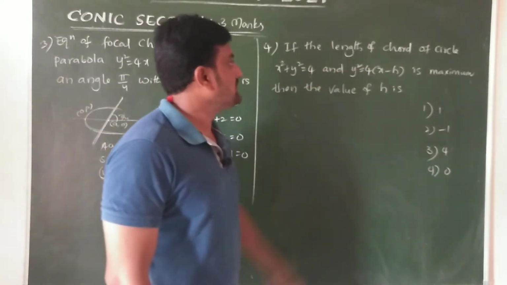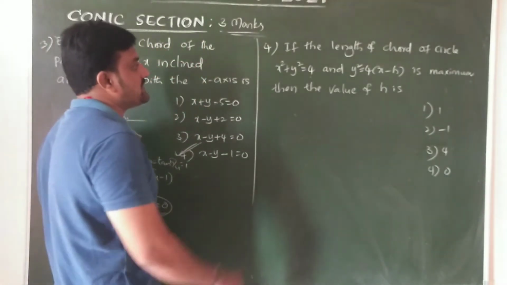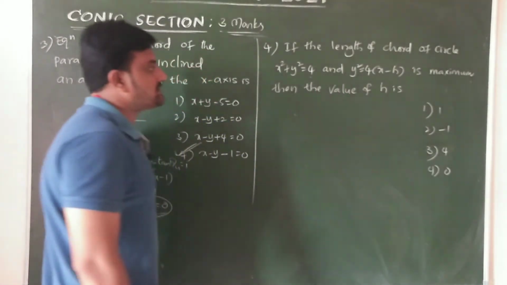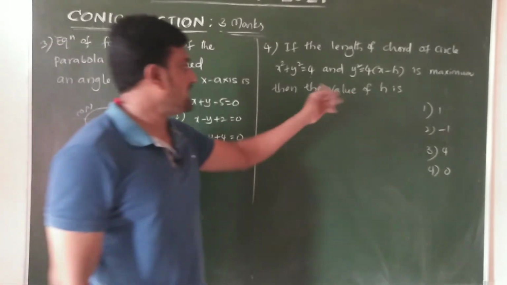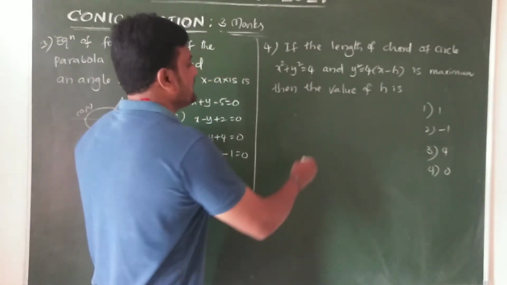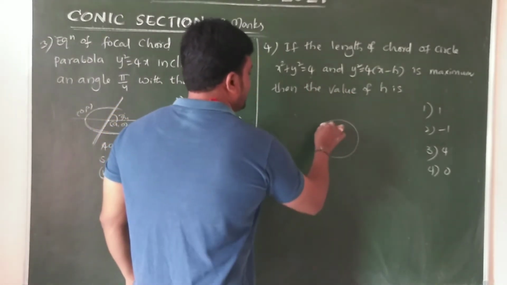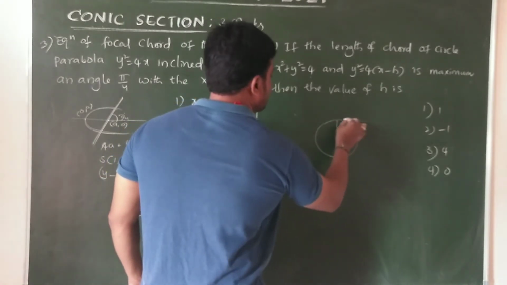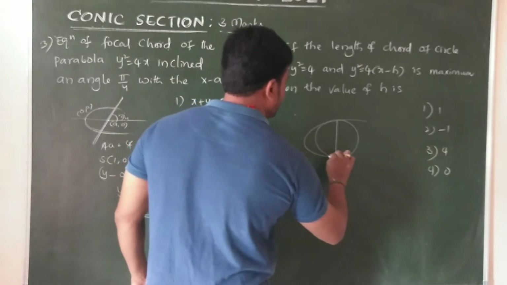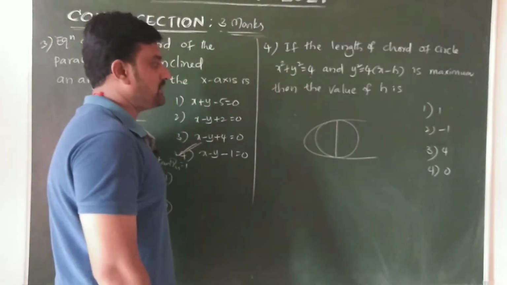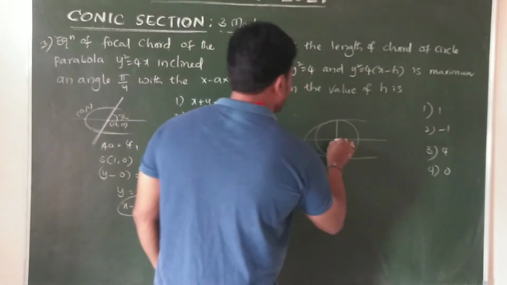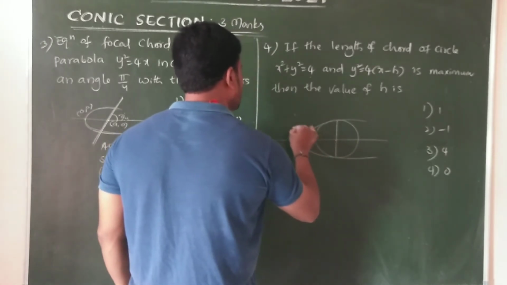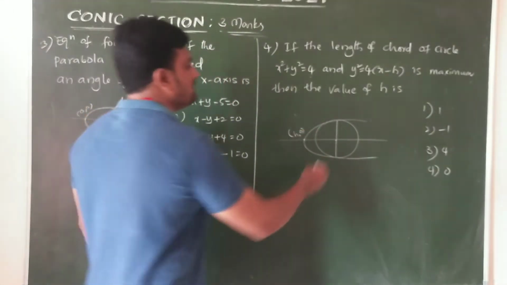If the length of the chord of circle x square plus y square equals 4 and y square equals 4 into x minus h is maximum, then the value of h is what? Clearly we know the maximum length of a chord is nothing but the diameter, and also it should be a chord of the parabola. Then clearly given that it is h comma 0. Now it is 2.